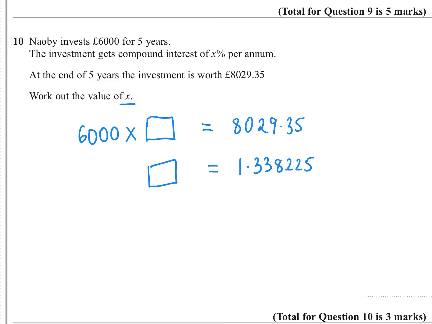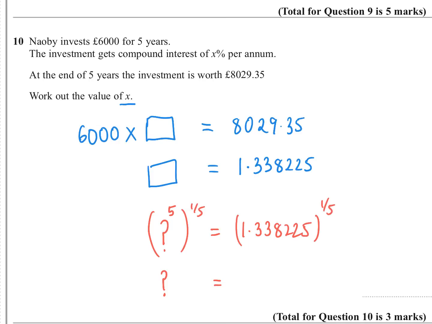But I know that that is something to the power 5 because the interest rate is applied 5 times. So something to the power 5 is that number. So how do I find the unknown? Well, I just do the fifth root to both sides. So I do that to the power of fifth. Must do the same to that side.